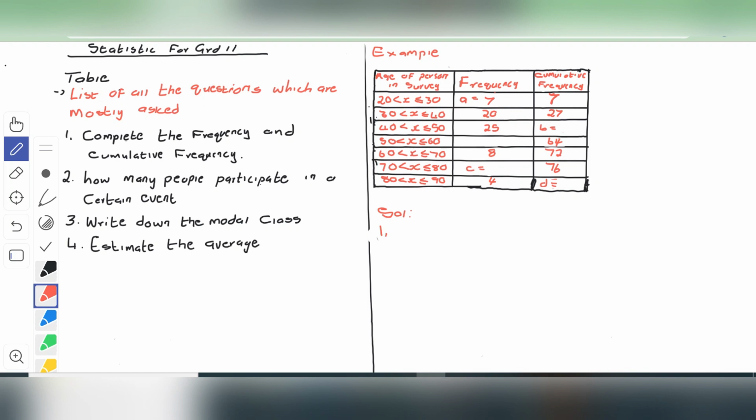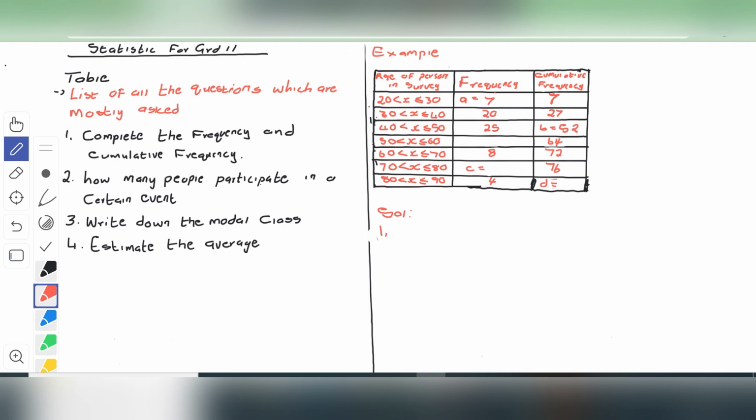What is B? We can see that B is going to be 27 plus 25. We know how to do this one. We're familiar with adding the cumulative frequency. Therefore, it's going to give us 52. Then now they want us to calculate C. So now what is C? How do we calculate C?